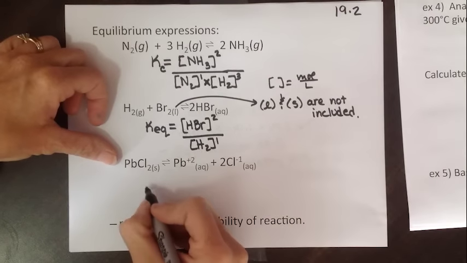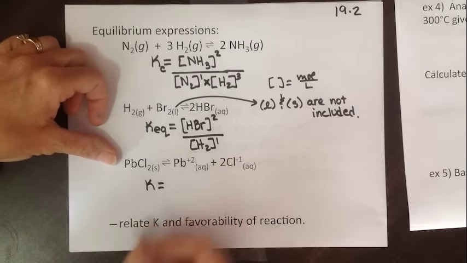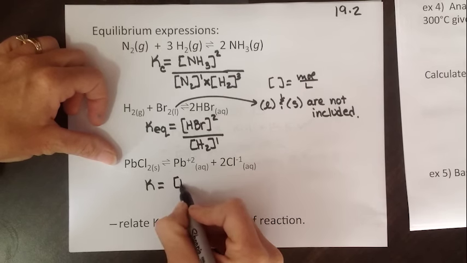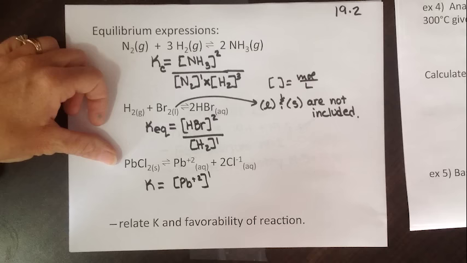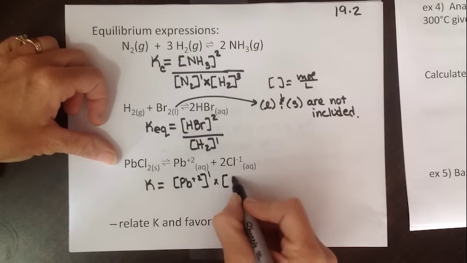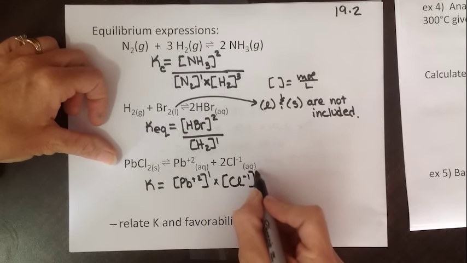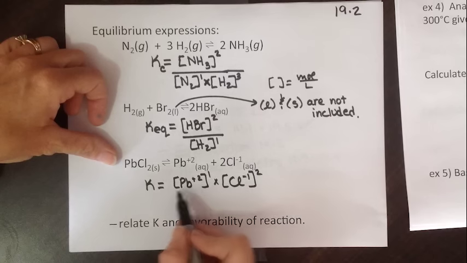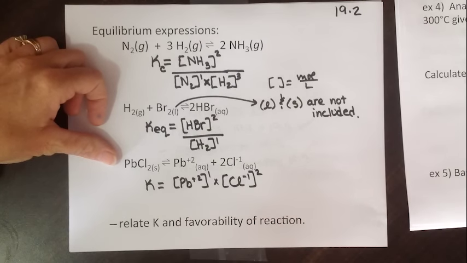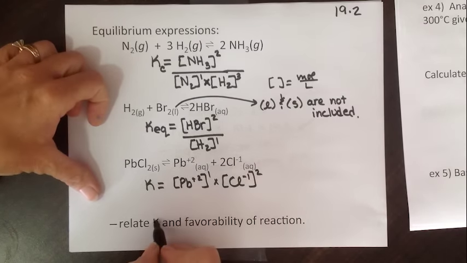Let's try another one. Okay. Products raised to the coefficient power over reactants, but wait, it's a solid, so I can leave it like that. If you want to put a bar and put a 1, you can, but it doesn't matter.